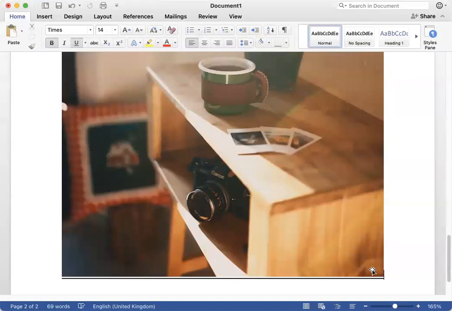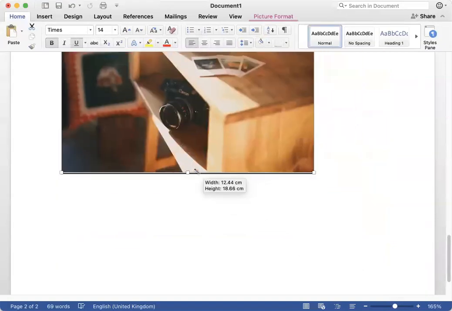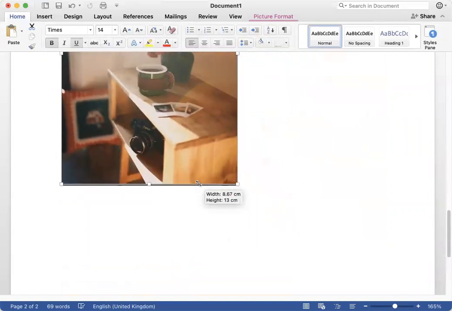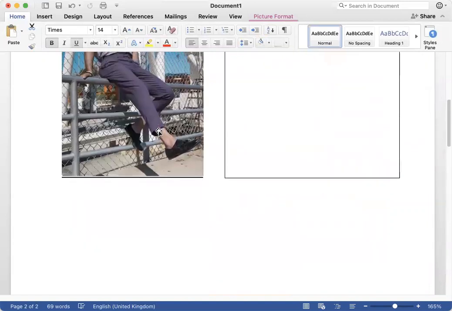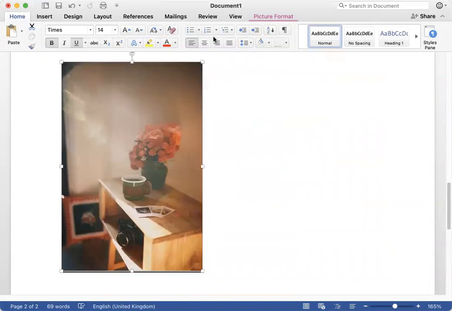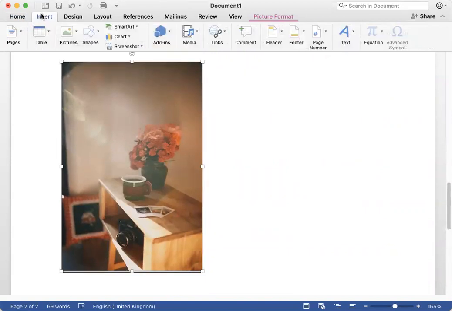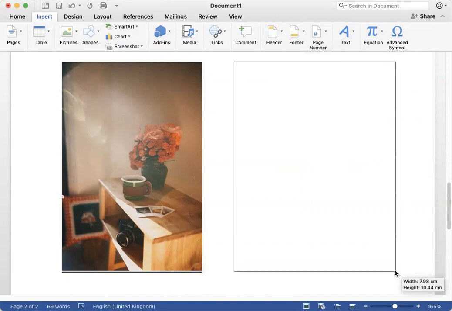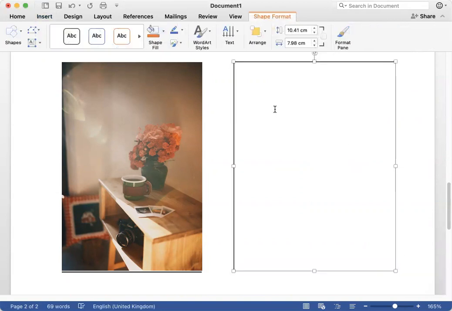Okay, let me reduce the size of this picture. A little more. Yeah, that seems okay. And I'll insert a text box right here. Okay, and let me start the timer. I'm going to keep 1 minute for this.